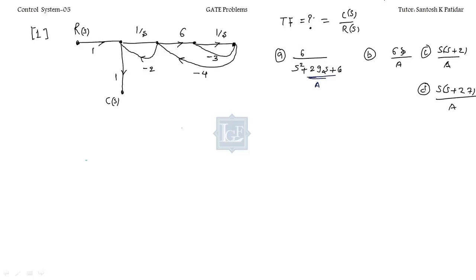The first problem. So this is the first problem of the day. Again, I'm going to challenge you. If you do it on your own, there is a chance of 80% to get a wrong answer. So please take the challenge and solve the question. The question is, find out the transfer function C(s) by R(s). Options are given: 6 by s square plus 29s by 6. Let's consider this as A.